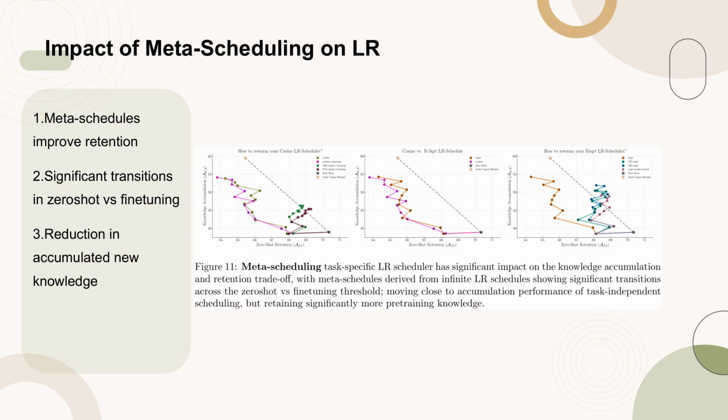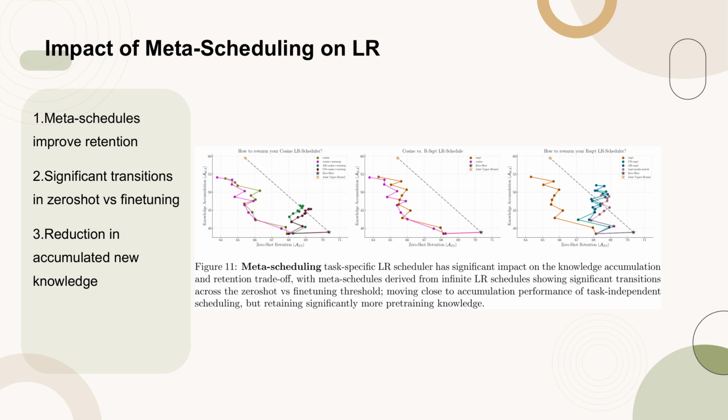Figure 11 illustrates the significant impact of meta-scheduling on task-specific learning rate schedulers, particularly in the trade-off between knowledge accumulation and retention. The meta-schedules, derived from infinite LR schedules, demonstrate notable transitions across the zero-shot versus fine-tuning threshold. These schedules move closer to the accumulation performance of task-independent scheduling while significantly enhancing the retention of pre-training knowledge.